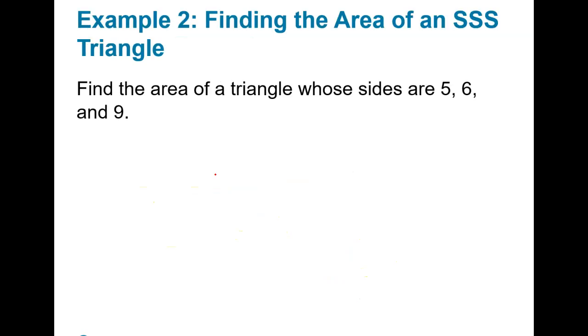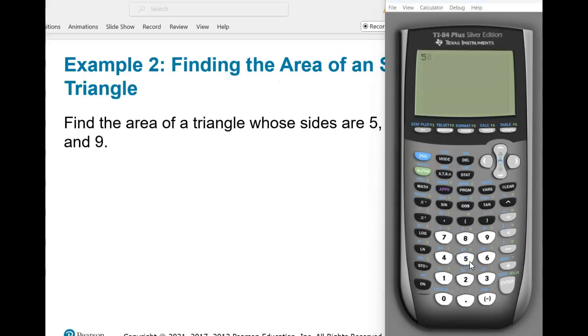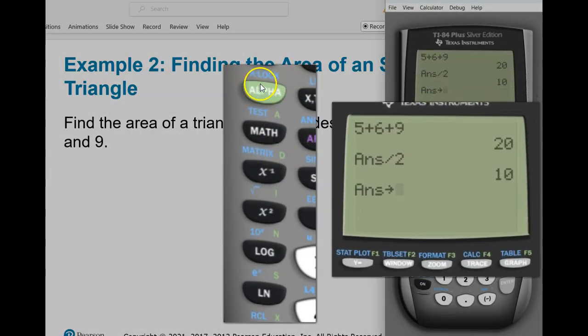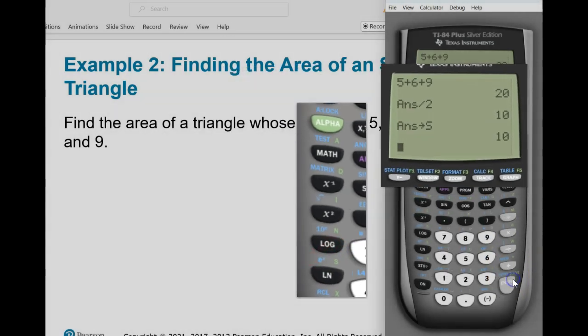So here's a side-side-side scenario, 5, 6, and 9. I'm going to add 5, 6, and 9 on my calculator, and then divide that by 2, and then I'm going to store it. It's in regular mode, so I'm going to press alpha, and then use S. You can see that's above the LN, that's S. So I'm going to store that as S.